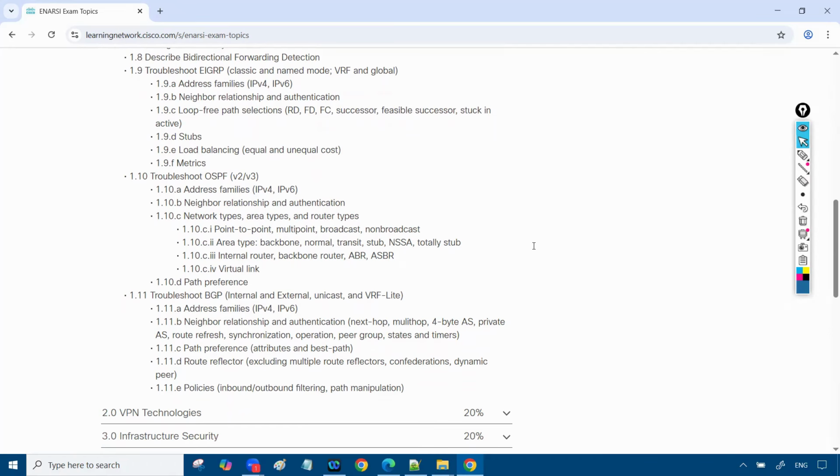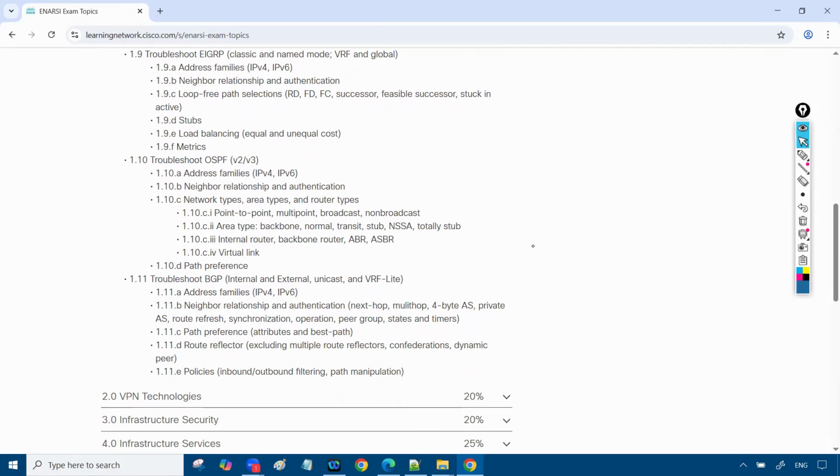Then we have troubleshooting of the OSPF protocol, version 2 and version 3. Version 2 is totally dedicated to IPv4. Version 3, you can go with v4 and v6 both. Same thing, like the neighborship criteria, neighbor relationship, the types of LSAs, and the types of areas we have, like backbone area, normal area, transit area, stub area, totally stubby, NSSA and totally NSSA area. And the types of routers we have, like internal router, ASBR, backbone router, and ABR. These are things that we are going to talk about in the OSPF protocol.